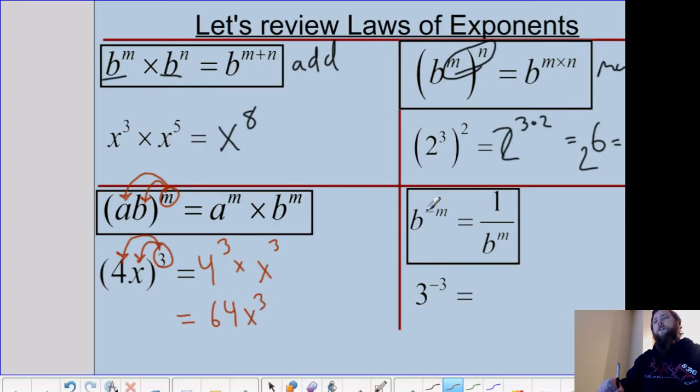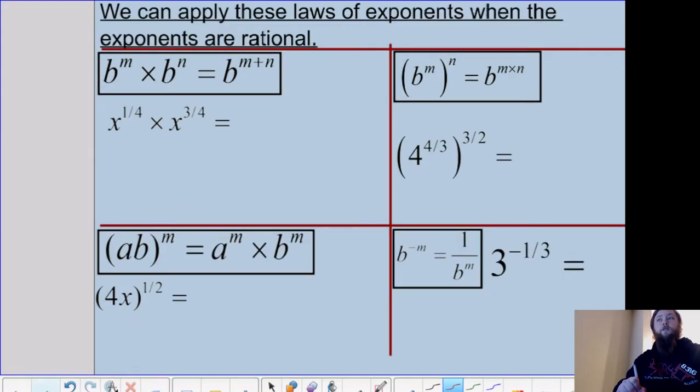The last one, any b to a negative power, or negative exponent, you flip it and put it on the denominator and make it b to the positive m. So whenever you switch from the numerator to denominator or vice versa, flip the sign on the exponent. So 3 to the negative 3 power is the same thing as 1 over 3 to the positive 3, which simplifies to 1 over 27. 3 cubed is 27.